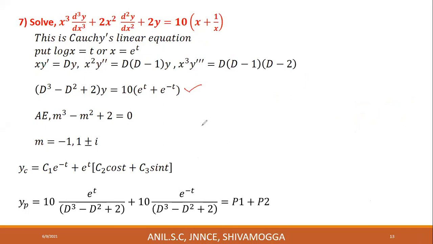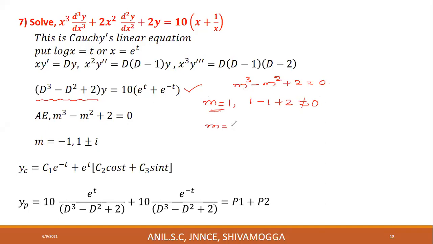We know the methods. Auxiliary equation corresponding to this differential equation is m cube minus m square plus 2 equal to 0. This is a cubic equation. There will be 3 roots. First, by inspection, find a root. Verify m is equal to 1. If m is equal to 1, we get 1 cube minus 1 square plus 2, and this is not equal to 0. Therefore, m is equal to 1 cannot be a root.